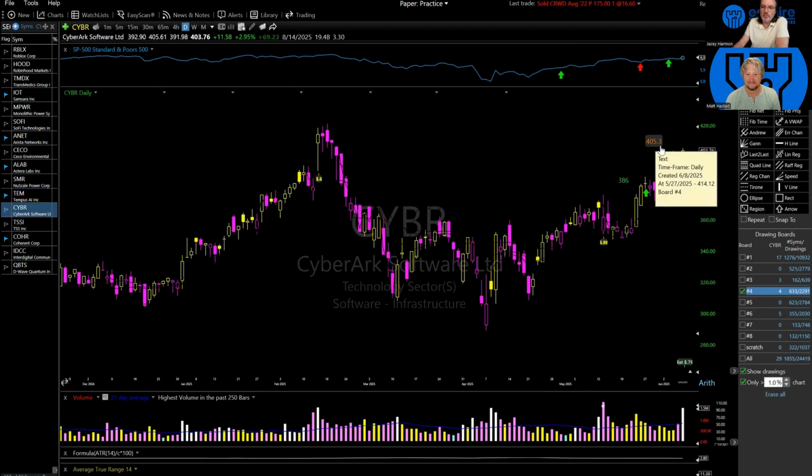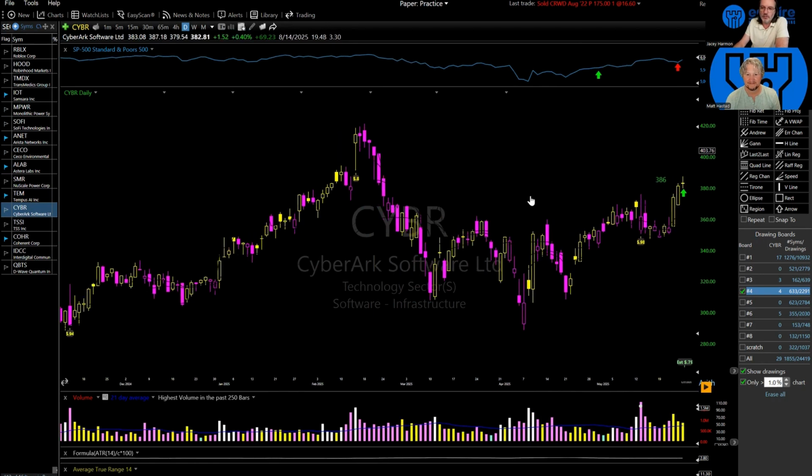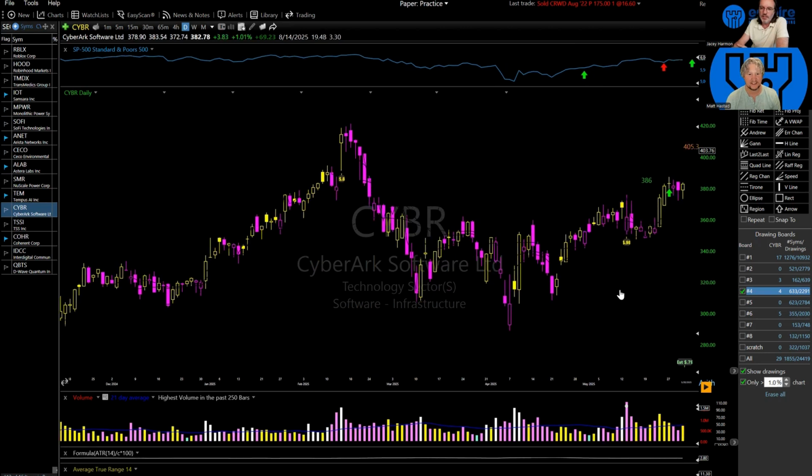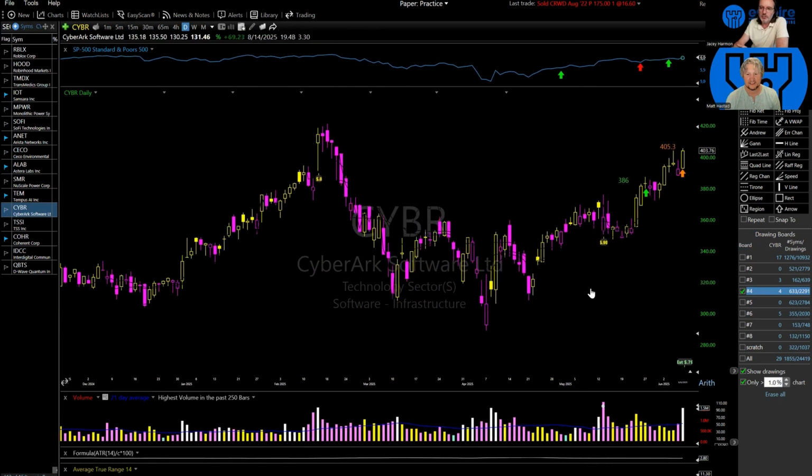And then CyberArk, very nice breakout again. This is just a pretty chart. Very clear breakout. You've got higher lows. You've got a nice trend forming. You've got a wedge looking going there. Very clear breakout against that downtrend, and it's continuing to move higher. Took some profits on Friday at 405.3. I was in originally at 386.